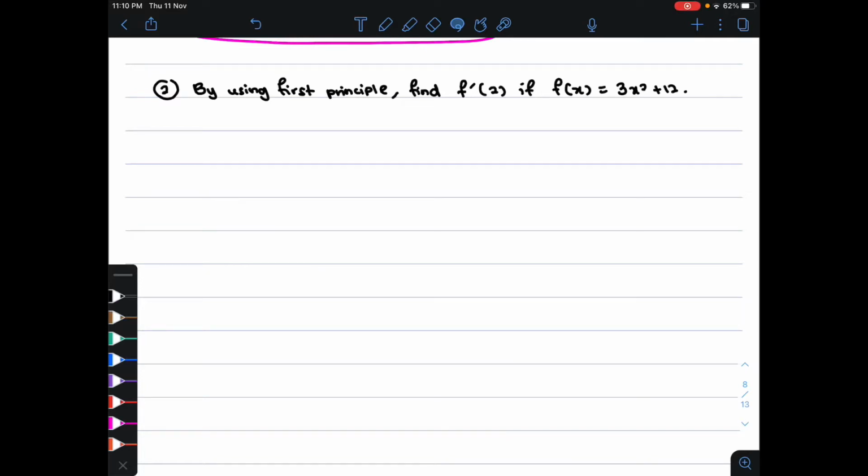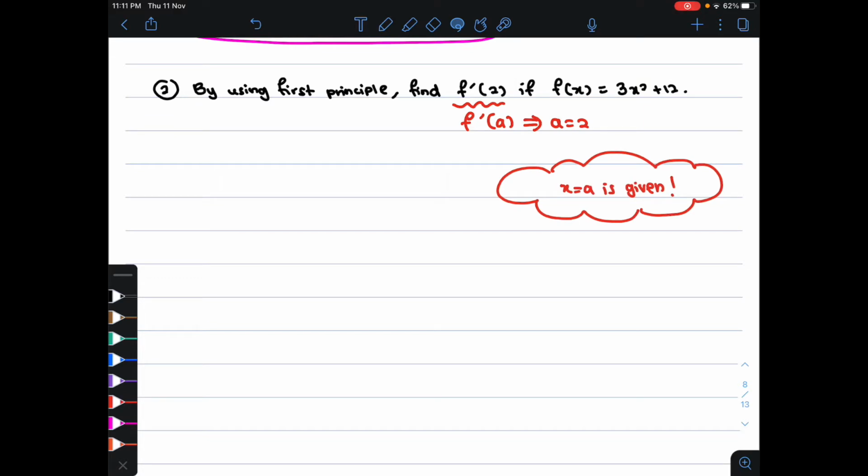Question 2. By using first principle, find f prime 2 if f(x) is 3x squared plus 12. So we need to use first principle. Note that f prime 2 is actually f prime a, and hence a is equal to 2. Therefore, for this question, x equal to a is given.